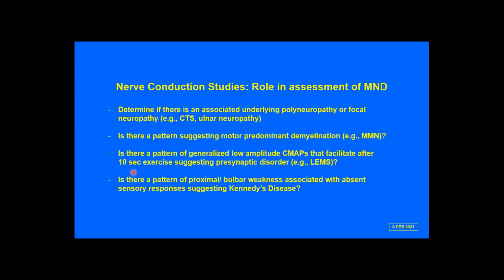Nerve conduction studies and their role in assessment of motor neuron disease. So it's basically to determine if there's any associated polyneuropathy or focal neuropathy. We certainly see these in these patients. Common things are common. Again, excluding any process suggesting demyelination, any process that would suggest a junctional disorder, although I would advocate the needle exam as being better at this. And then if there's a pattern of proximal bulbar weakness associated with absent sensory responses suggesting Kennedy's disease.